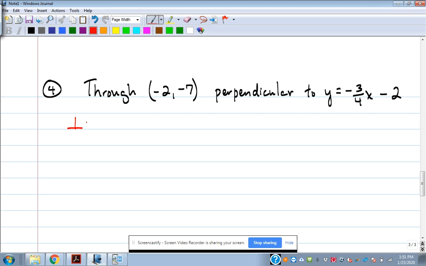So what would be the perpendicular slope that we're going to use for this one? Positive or -4/3? Positive 4/3. Good job. So that's the slope we want to use, the positive 4/3. Because remember, negative reciprocal or opposite reciprocal: flip it over, change the sign. And then we can do our point slope form of that. So y minus -7 equals 4/3 times x minus -2.